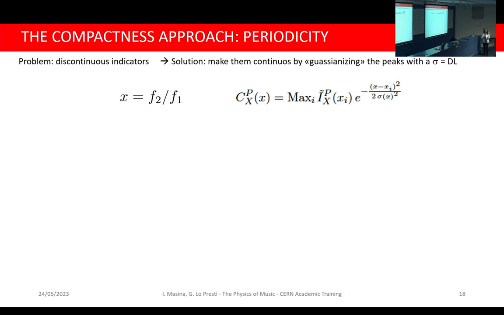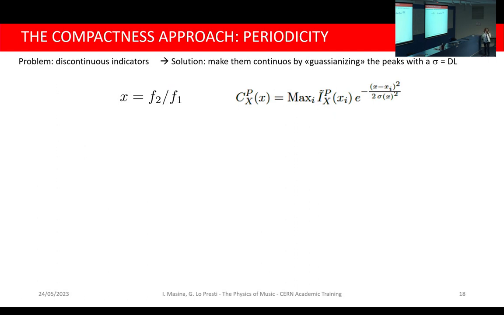So what can you do? What are the predictions for some fractions which are close to the peaks but do not sound so unpleasant after all? Apparently, as far as we know, nobody built this simple solution that for us is quite obvious: make them continuous by Gaussianizing the peaks with some standard deviation which is associated to the discrimination limen of our ear. So you have this indicator, where the tilde means that I have normalized it from 0 to 1, which is better, then you take the maximum of the consonant indicator, but smoothed with this peak where sigma is associated to the discrimination limen, and you have x from 1 to 2, where you want to explore your ratio.